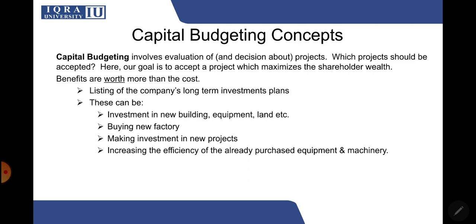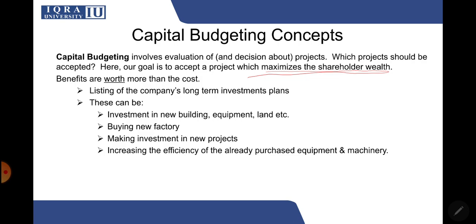Now, what exactly is capital budgeting? Capital budgeting involves evaluation of and decisions about projects. So, which projects should be accepted? Here, our goal is to accept a project which maximizes the shareholder wealth. So, basically, a business has a lot of different projects that it might want to pursue, but it cannot pursue all of them.